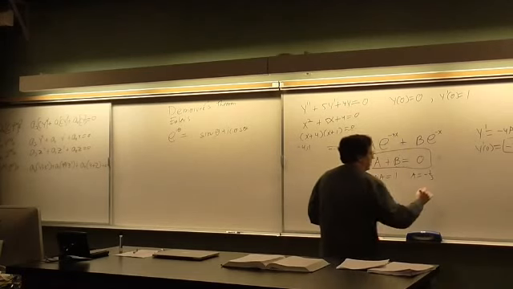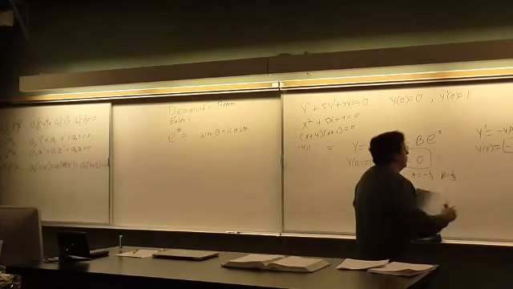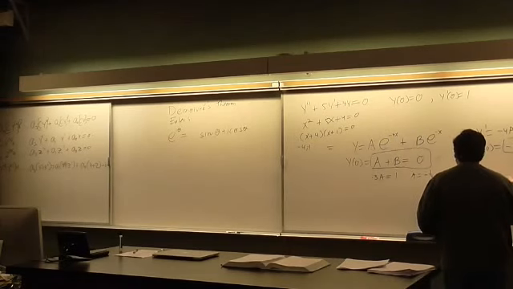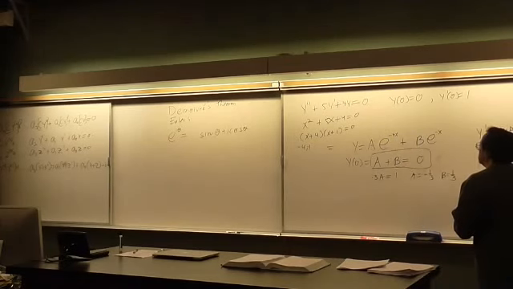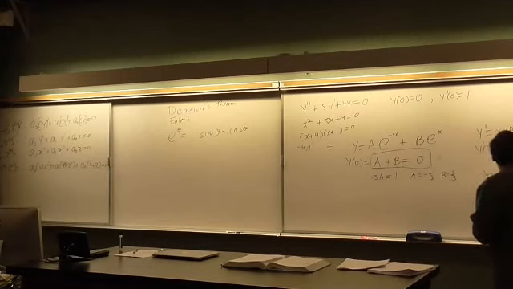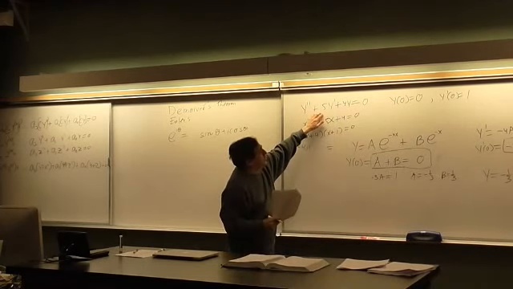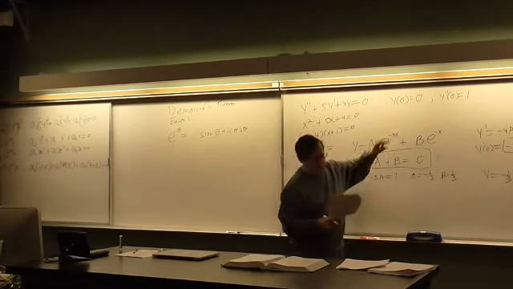And that means b is what? 1/3. So the solution becomes negative 1/3 e to the negative 4x plus 1/3 e to the negative x. So that's our solution to this differential equation with these initial conditions.